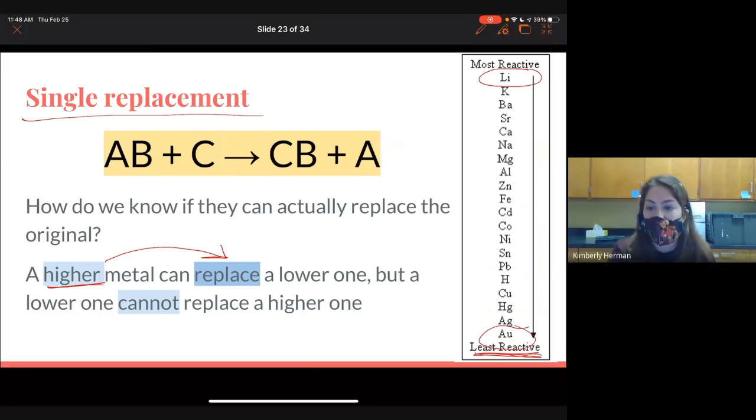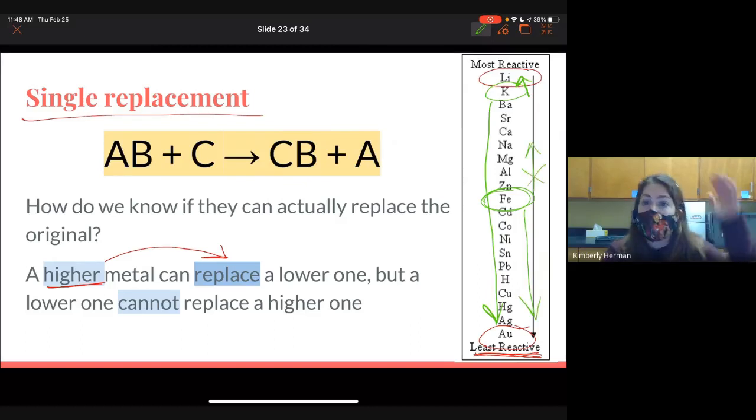And what this table means is that you can have K replace anything below it, but K couldn't go up and replace Li. We can have Fe in the middle, can replace anything below it, but it could not go up and replace anything above it. So a higher can replace a lower, but a lower cannot replace a higher.